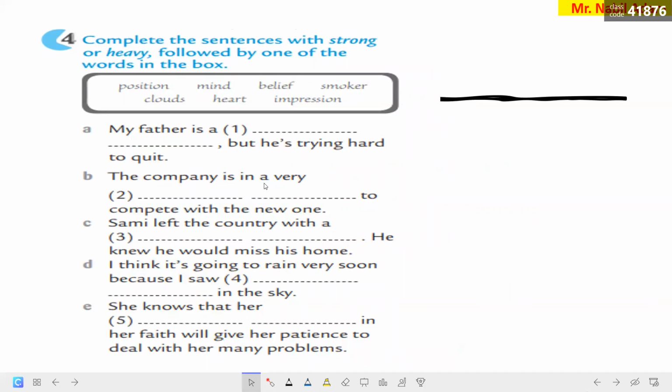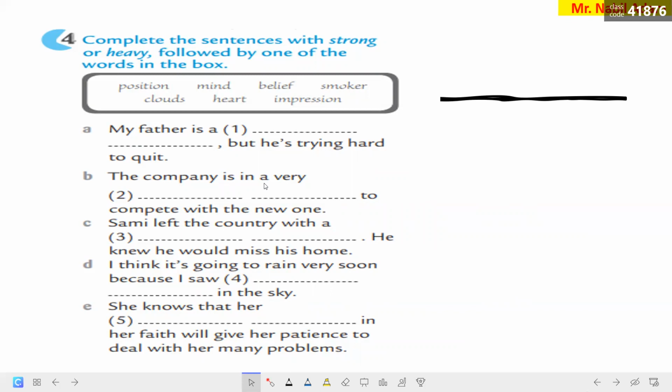Now, you are going to do exercise number 4. Complete the sentence with strong or heavy followed by one of the words in the box. You have words here inside a box. Some words come after strong and some words come after heavy. Position, mind, belief, smoker, clouds, heart, impression. We put strong or heavy before them, and then complete these sentences with one of these words from the list.